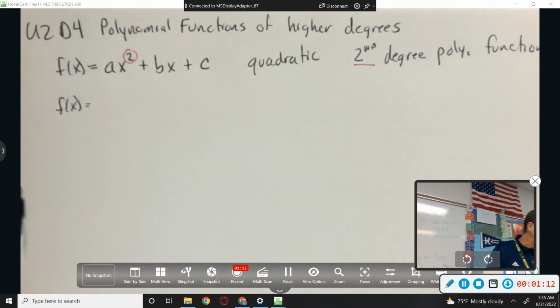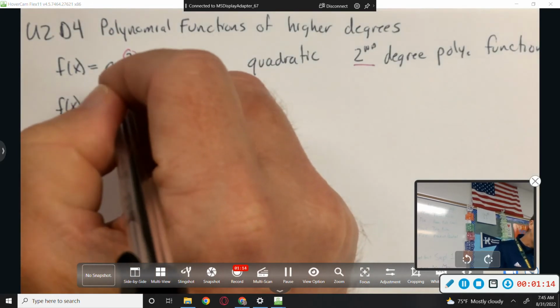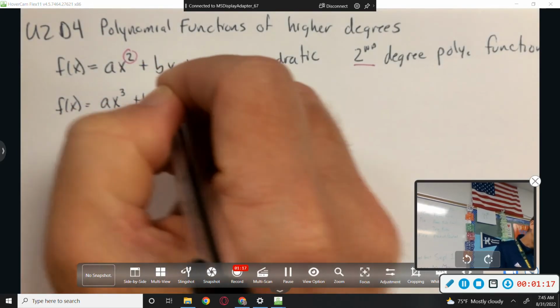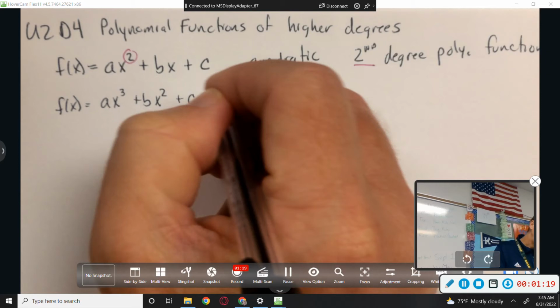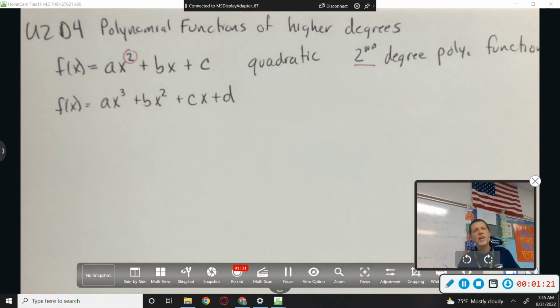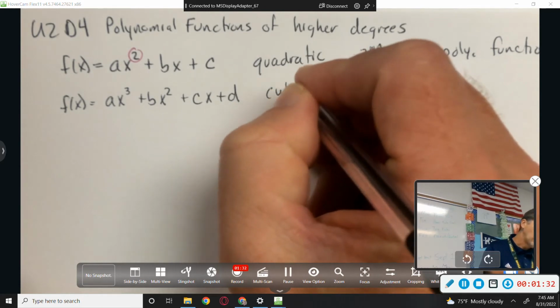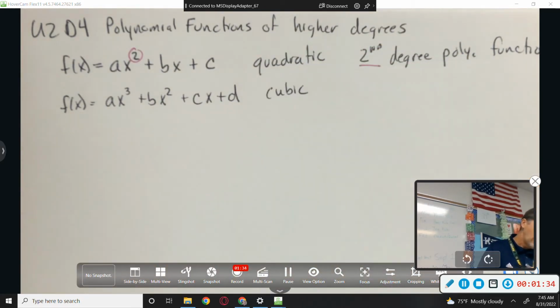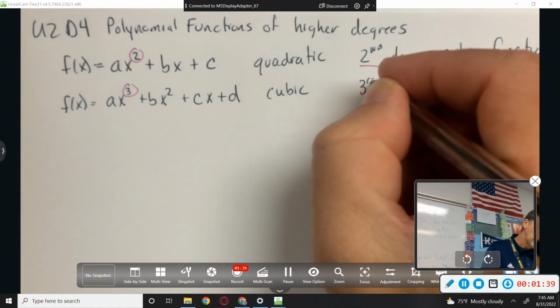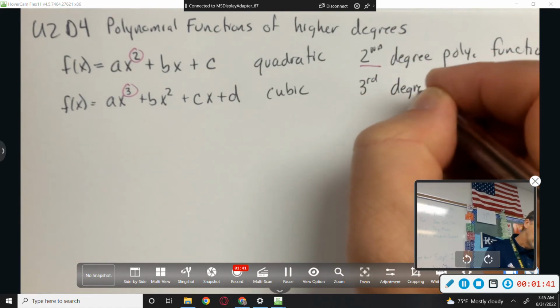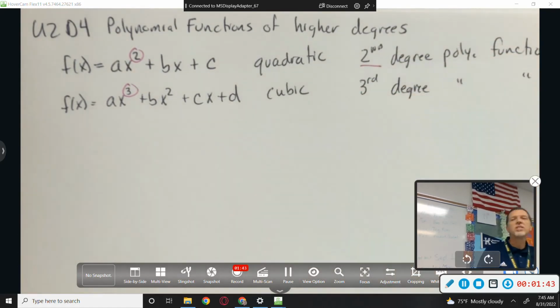Well, let's go up one. ax cubed plus bx squared plus cx plus d. Do you know the fancy name for that one? A cubic. That would be a cubic equation. And even easier, that would be a third degree polynomial function.